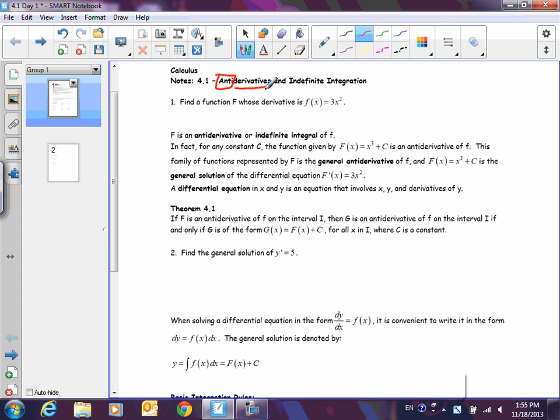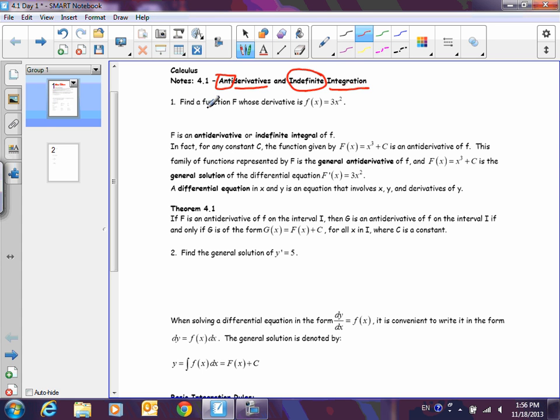Another word we use with antiderivatives is integration, or integrals, or integrating, or integrand. I'm going to explain more about what indefinite versus definite means, but these two words, antiderivative and integration, for all purposes today, really mean the same thing, all right?